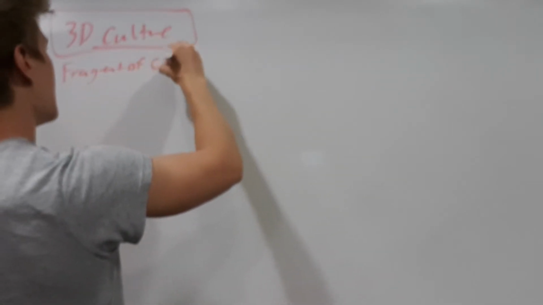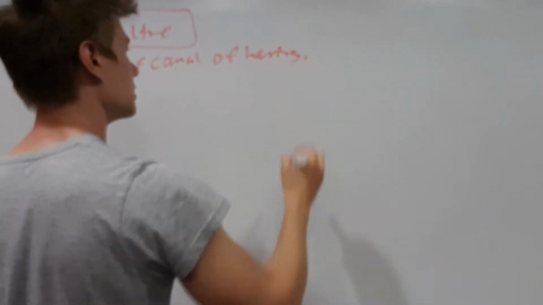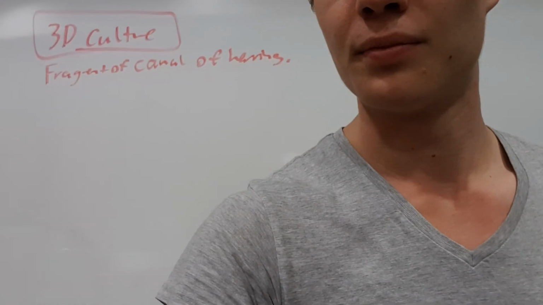And so you just need to make sure you start either with those stem cells or with a fragment of the canal of Hering. Cyst-like structures.